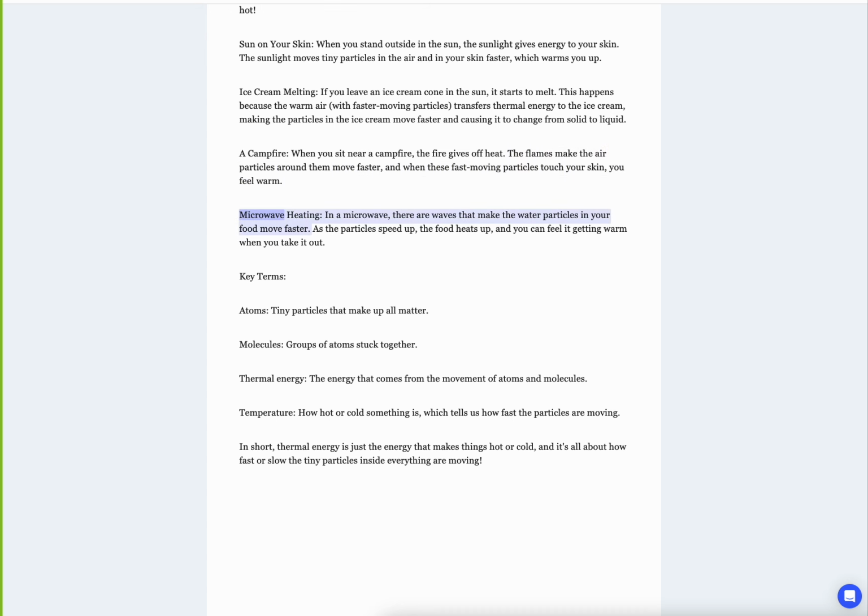Microwave heating. In a microwave, there are waves that make the water particles in your food move faster. As the particles speed up, the food heats up, and you can feel it getting warm when you take it out.